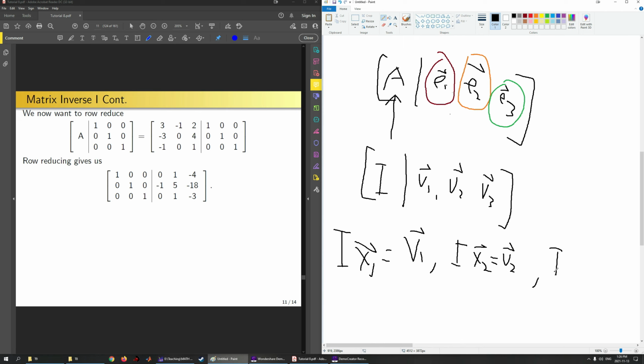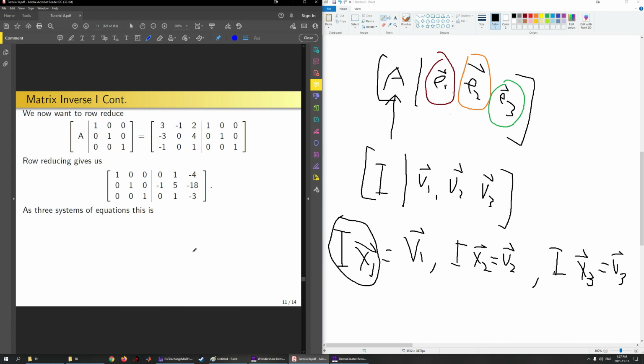So just for completion, this thing here. While I write this down, just notice that from here, I times any vector is just the vector that I started out with, right? So this I times x1 is just the same thing as x1. So really, the 3 systems of equations are x1 is equal to the first column vector, x2 is the second column vector, and x3 is the third column vector.